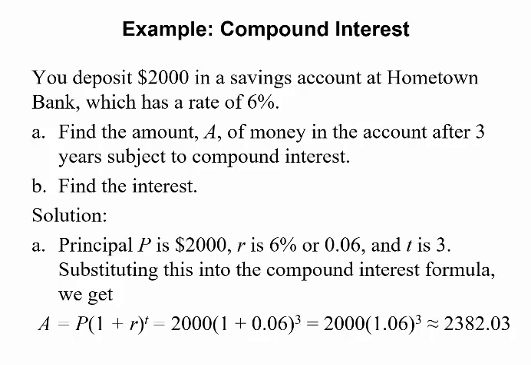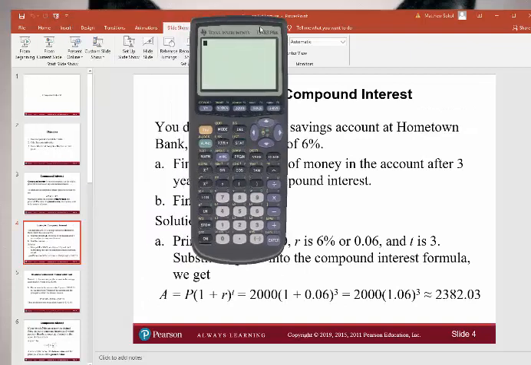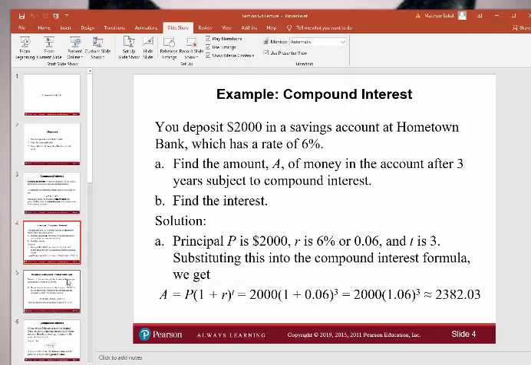You plug this into your calculator, and I will do that with you so you can see. You take 2,000 times, and then in parentheses, 1 plus 0.06, close the parentheses. Now raise that to the third power. How much money you would have in the account after 3 years would be $2,382.03, rounded to the nearest cent. All right, let's do the next one.